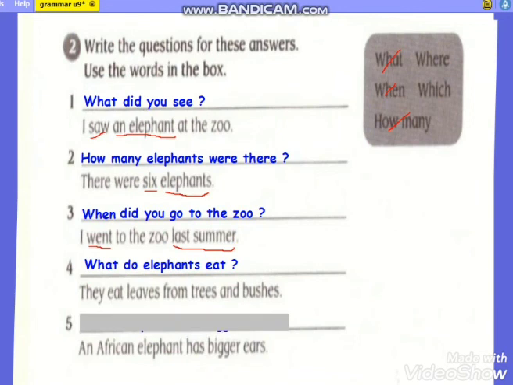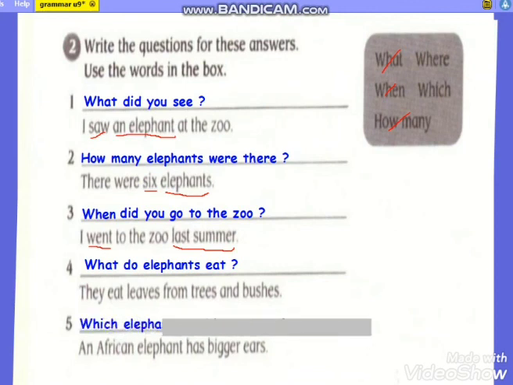Number 5, an African elephant has bigger ears. So here we have a choice. We said an African elephant. So you have to start with which elephant, then has bigger ears and question mark. By that we finished exercises on page number 71. Go to page number 72, please.